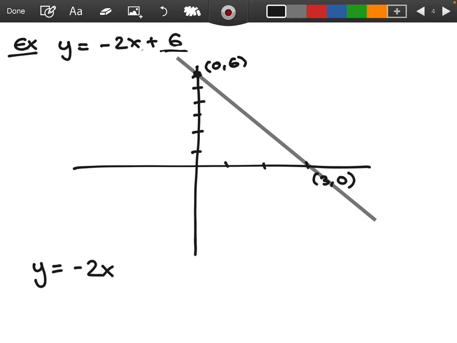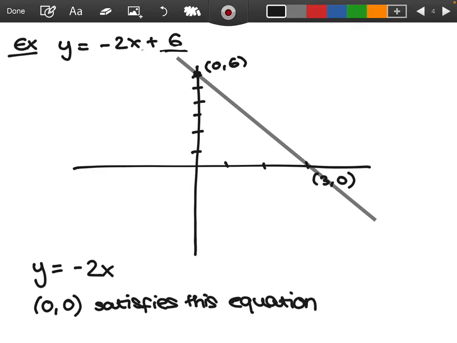You'll notice this if we set x equal to 0 and y equal to 0, the left and the right hand sides of the equation are equal. So (0, 0), the origin, satisfies this equation, which means that (0, 0) is on the line for that equation. So this line, y is equal to negative 2x, would go through the origin.